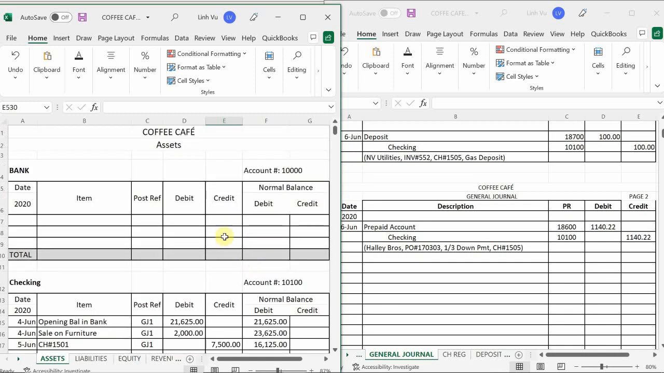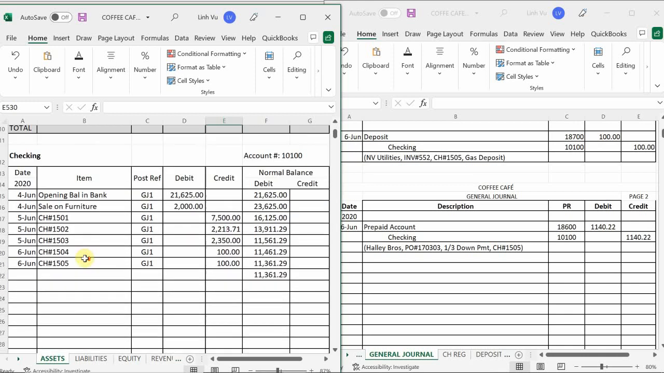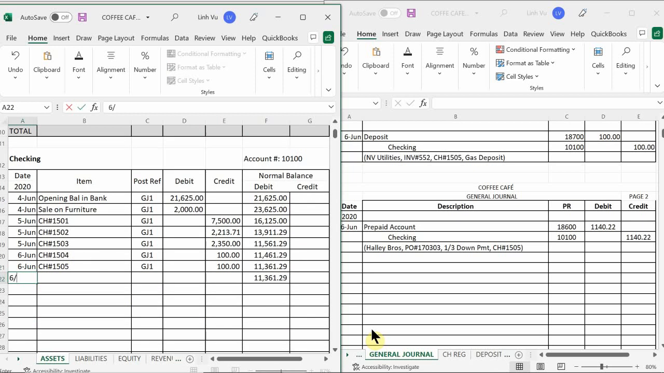So therefore, I have to update my checking account. Okay? Because I wrote check number 1506. General Journal 2 for 11.40 and 22 cents. So therefore, that dropped my value from 11,361 to 10,221.07. So there you go. It adjusted my checking account.